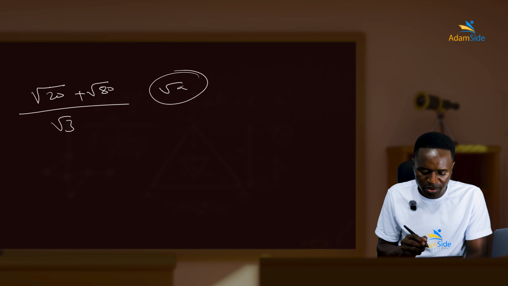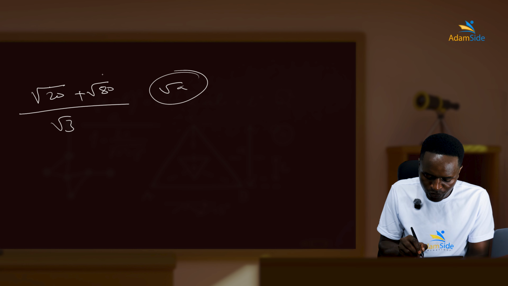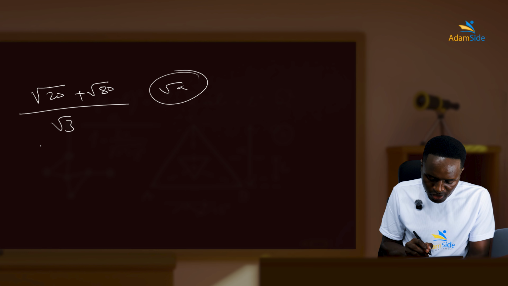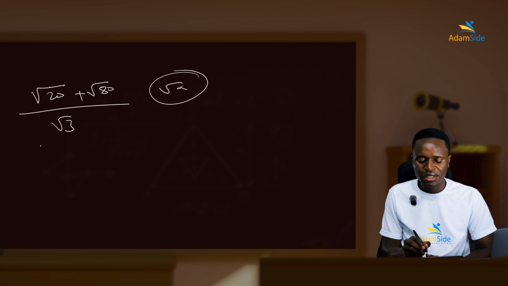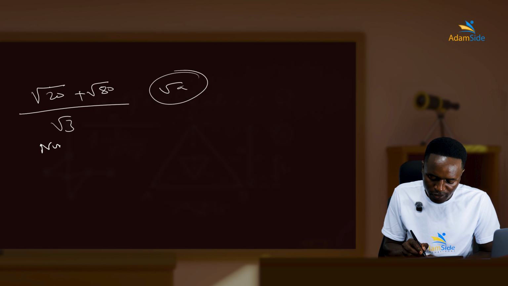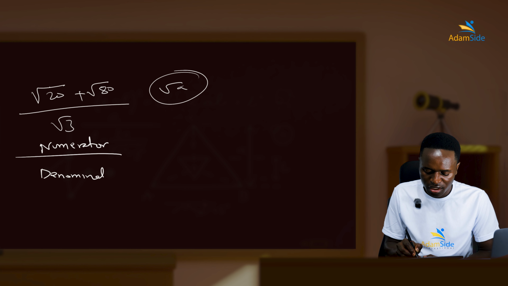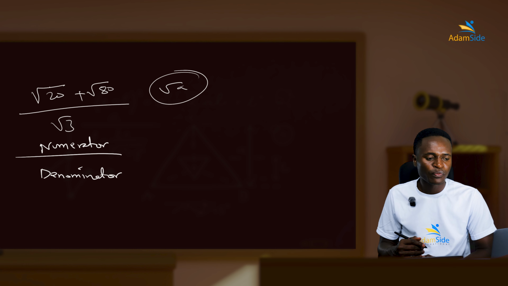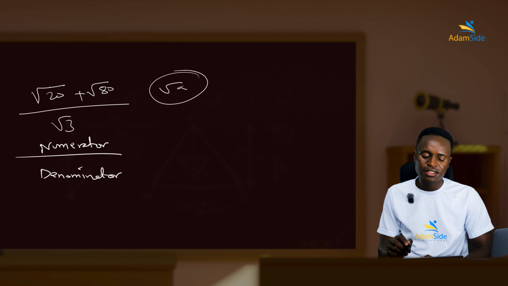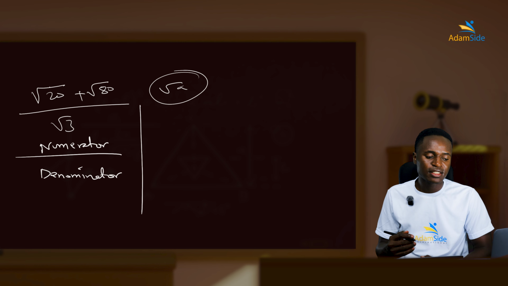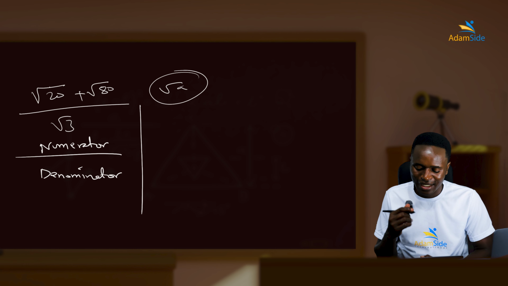So what are we going to do there, champion? The first thing that we can do is to treat it separately. We have a numerator and also a denominator. In a fraction we have a numerator and denominator. We can start by simplifying our numerator and then go to the denominator. Later on we'll rationalize the denominator so that we can have one answer.